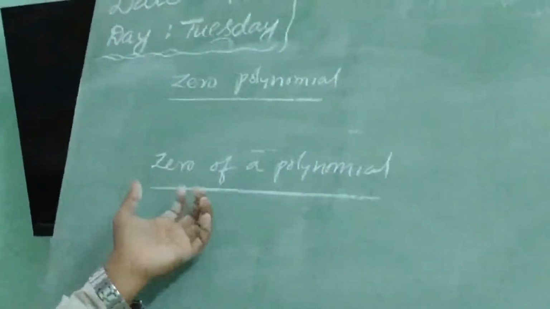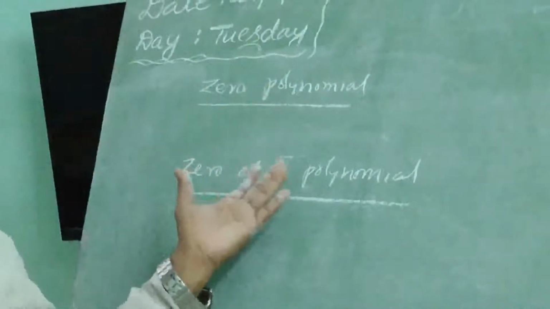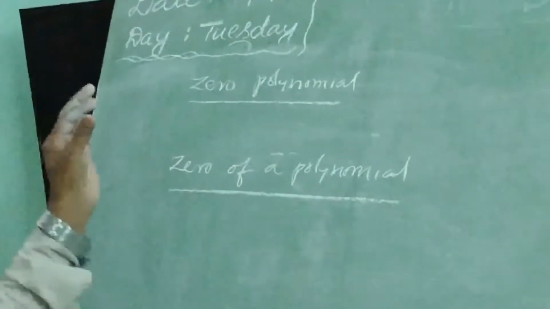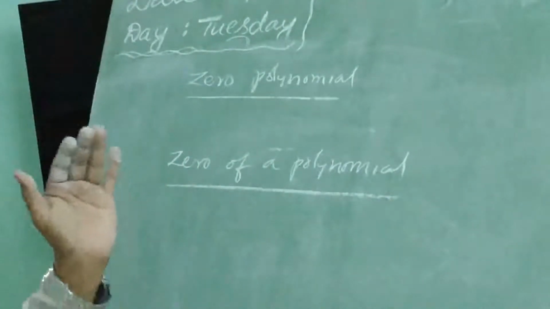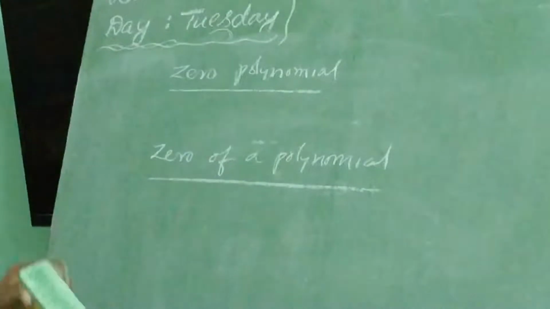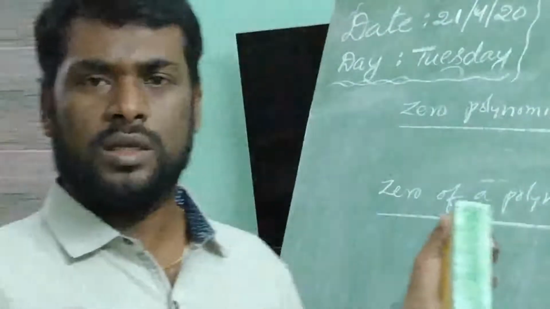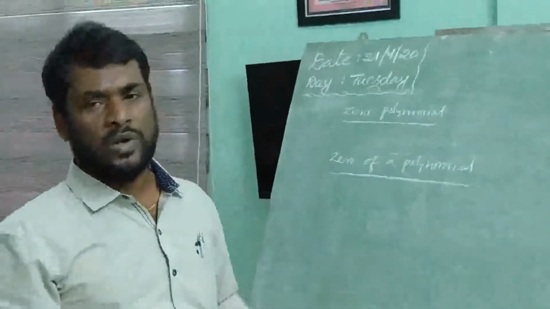Most of the students make it a small dot, zero polynomial and zero of a polynomial. Are they same, children? There is a slight difference between zero polynomial and zero of a polynomial. What is zero polynomial? If all the coefficients of the terms of a polynomial are equal to 0, such a polynomial is called a zero polynomial.